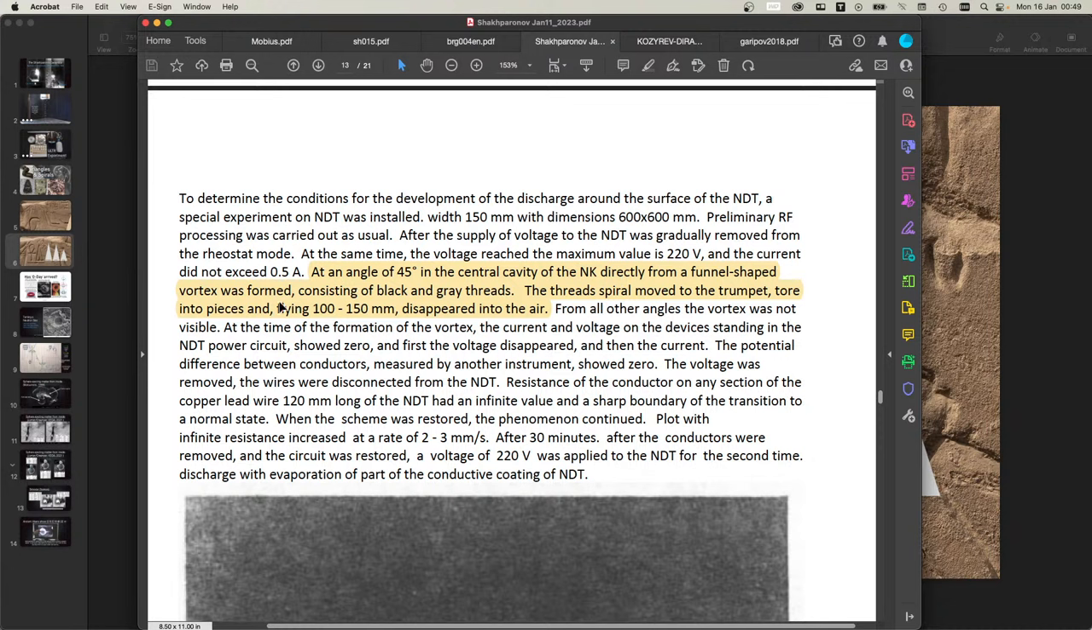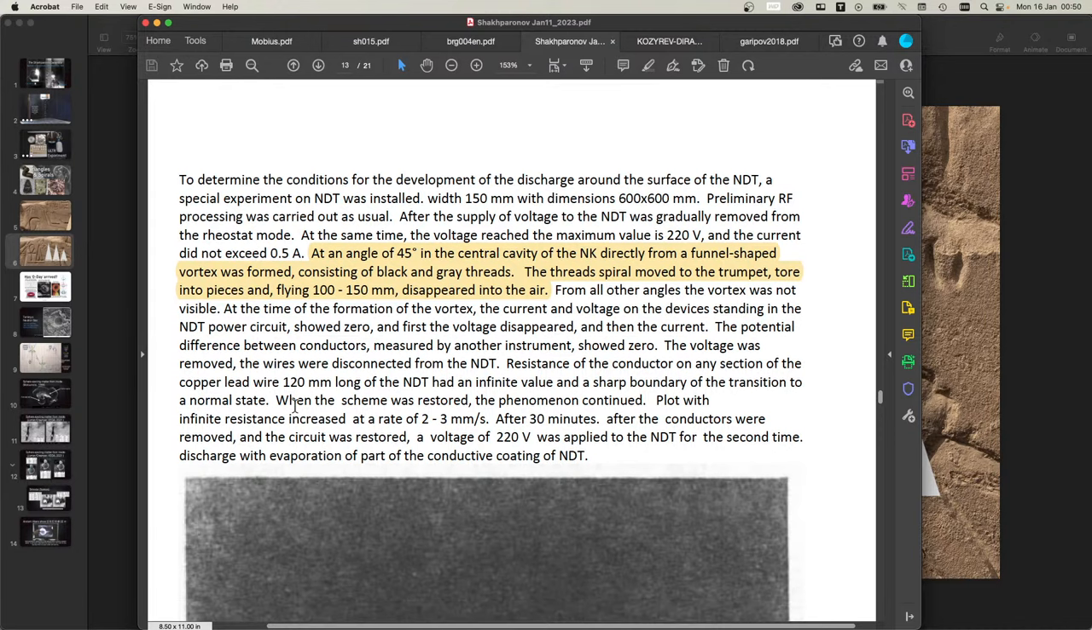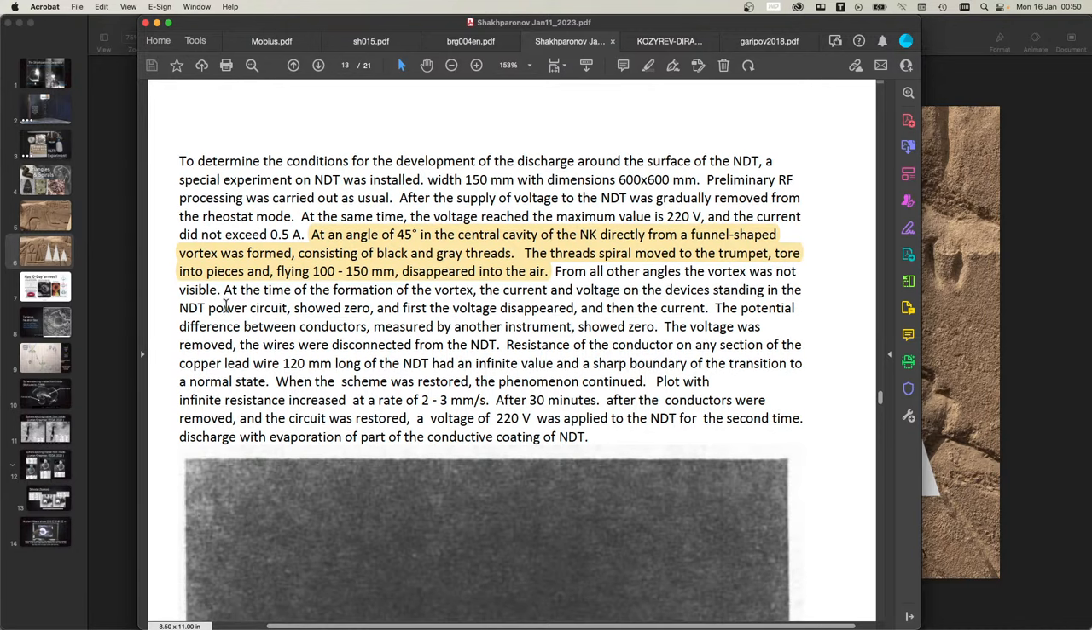funnel-shaped vortex was formed, consisting of black and grey threads. Again, a funnel-shaped vortex. The thread's spiral moved to the trumpet, tore it into pieces, and flying 100 to 150 millimeters, disappeared into the air. From all other angles, the vortex was not visible. At the same time as the formation of the vortex, the current and voltage on the devices standing in the Möbius strip power circuit showed zero.